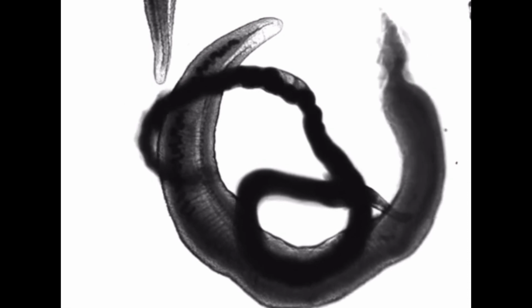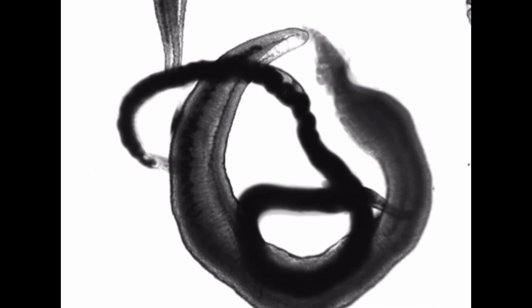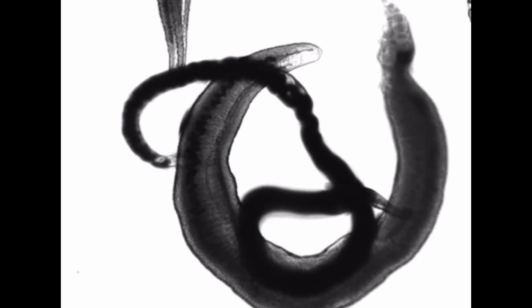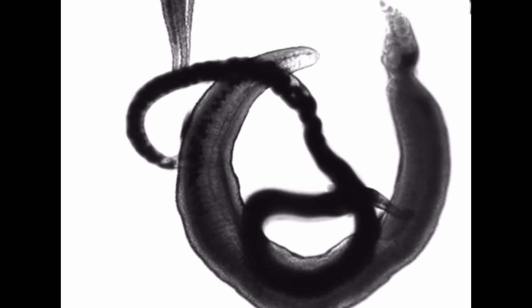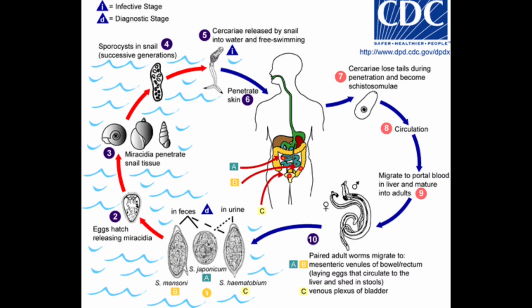The life cycle of schistosomes includes two hosts. Human is the definitive host, where the parasites undergo sexual reproduction, and the snail is the intermediate host, where a series of asexual reproductions take place. So here's the life cycle of schistosoma.